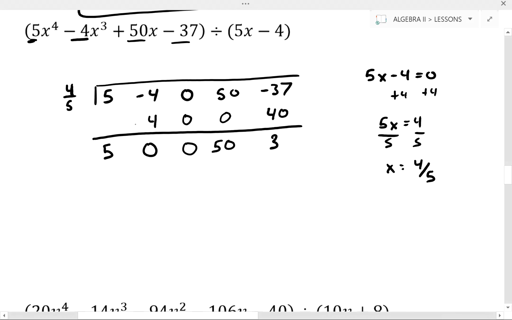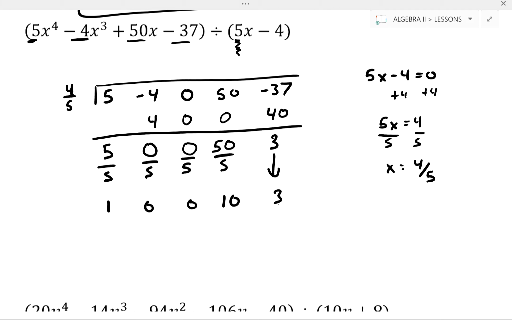So now that I've done my multiplication addition cycles, what I need to do now is take and divide everything by the coefficient in front of the x of my divisor. That's going to be a 5 again. So divide by 5, that's 1. Divide by 5, still a 0. Divide by 5, still a 0. Divide by 5, that's a 10. And then I don't do anything to my remainder of 3. So that stays a 3. Good, so these are the coefficients in front of the variables of our solution.